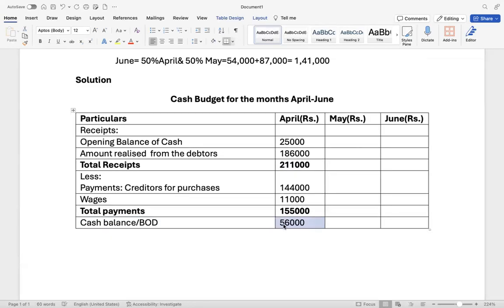It's a cash balance. Let's come to the month of May. What is the cash balance in the month of May?